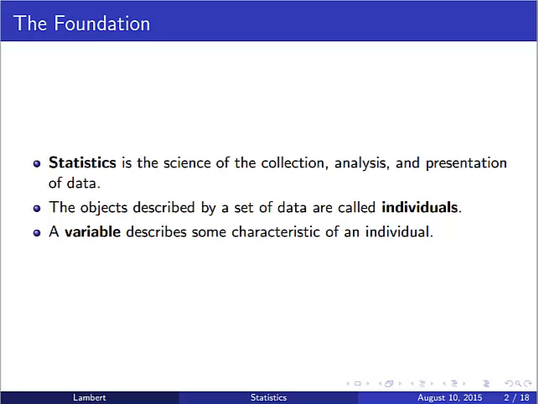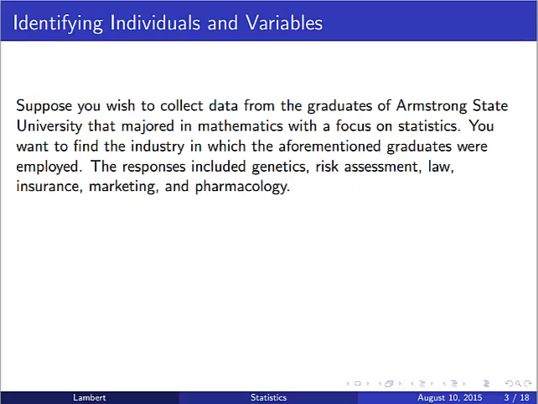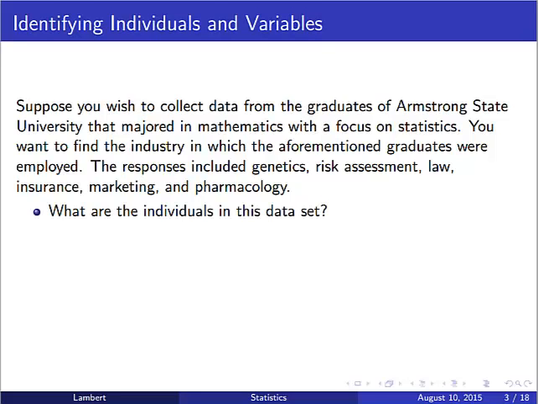So the best thing to do to get moving forward is actually take a look at some examples. So suppose you wish to collect data from the graduates of Armstrong State University that majored in mathematics with a focus on statistics. You want to find the industry in which the aforementioned graduates were employed. The responses included genetics, risk assessment, law, insurance, marketing, and pharmacology. What are the individuals in this data set? So who's the people that we want to collect information from?